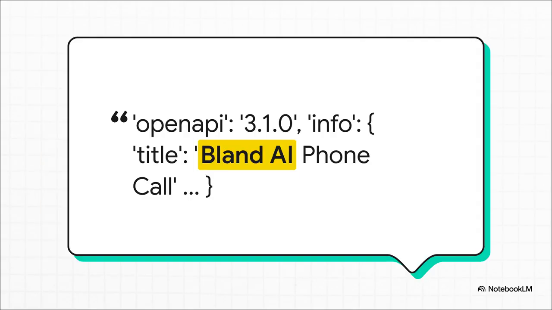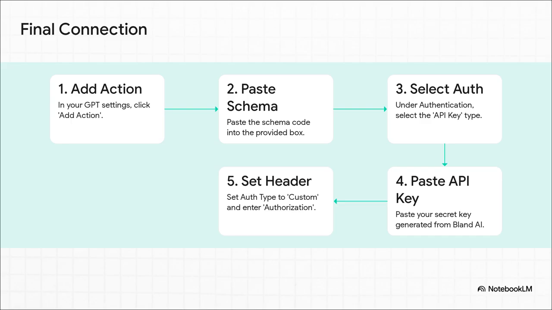And here is that grammar book. This block of code is the schema. It's what defines the phone call action for a GPT. You can see it specifies things like the phone number to call and the task it needs to perform. Just like before, this is a great time to pause and copy this whole thing. This code is literally the bridge that allows ChatGPT to tell Bland AI to pick up the phone and make a call. We are on the home stretch, for real.